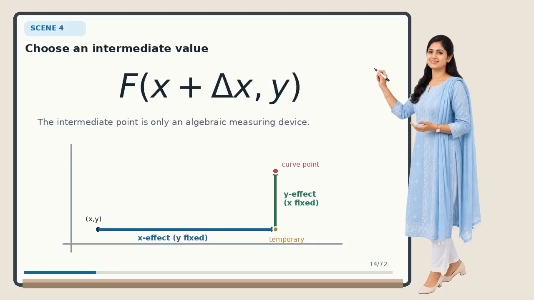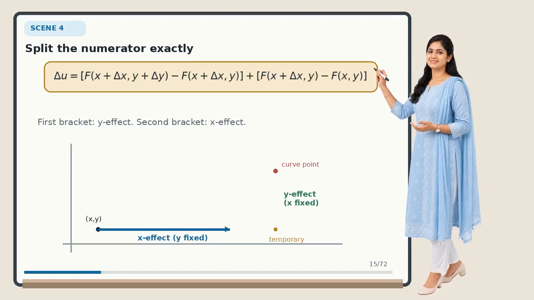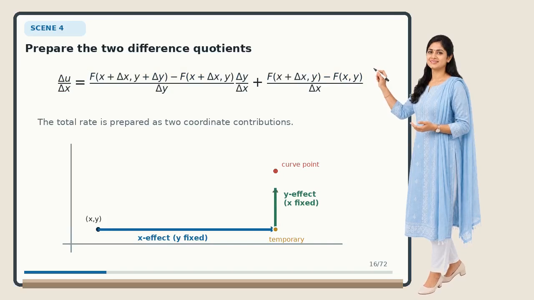To separate the two coordinate effects, add and subtract the intermediate value f of x plus delta x comma y. The first bracket measures the y change while x is temporarily fixed at x plus delta x. The second bracket measures the x change while y is temporarily fixed. Adding the brackets gives the original total change exactly. Divide by delta x. For the y part, multiply and divide by delta y. The result is a y partial quotient times delta y over delta x plus an x partial quotient. If delta y happens to be 0 for an increment, that y change contribution is already 0.